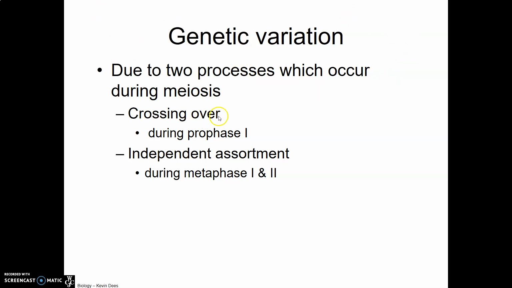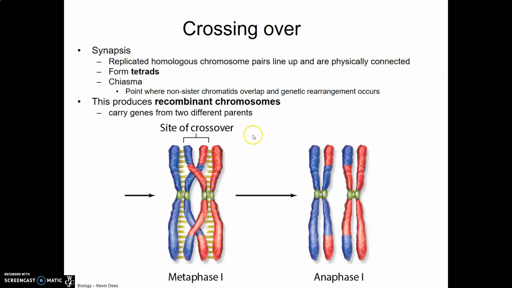And I mentioned them when we were looking at those figures, but here we list them. Crossing over, which occurs during prophase 1, and the independent assortment of the chromosomes that we see during metaphase 1 and 2. So let's look closer at crossing over now.